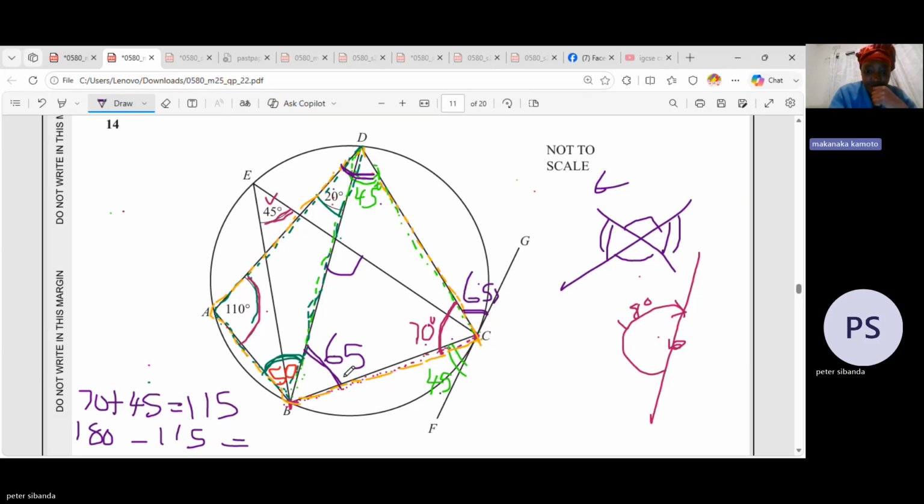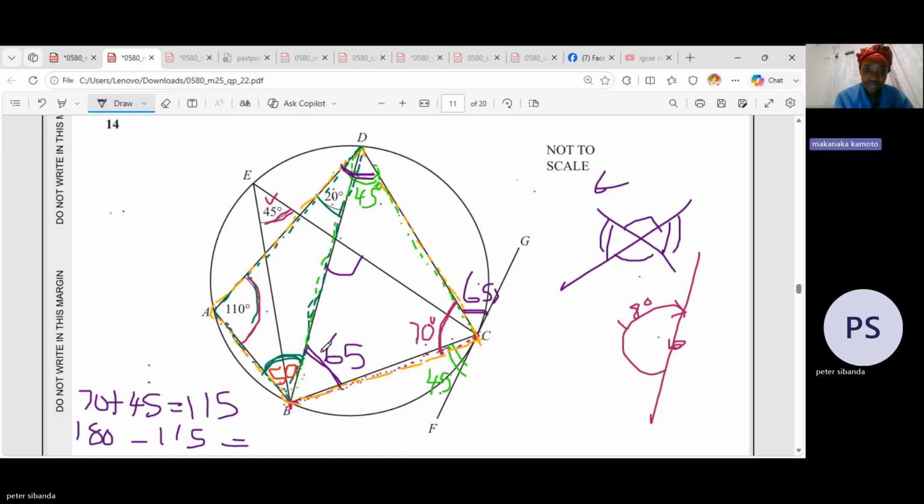Okay, let's say that opposite interior angle of a cyclic quadrilateral, please don't leave that out, is equal to the opposite exterior angle.